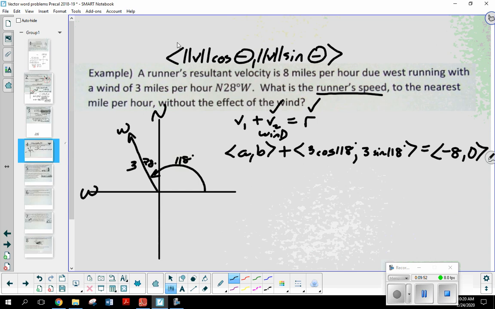All right, so we have the runner's original vector. We're going to add that to the wind vector that we're about to approximate in just a minute. And it equals the resultant.